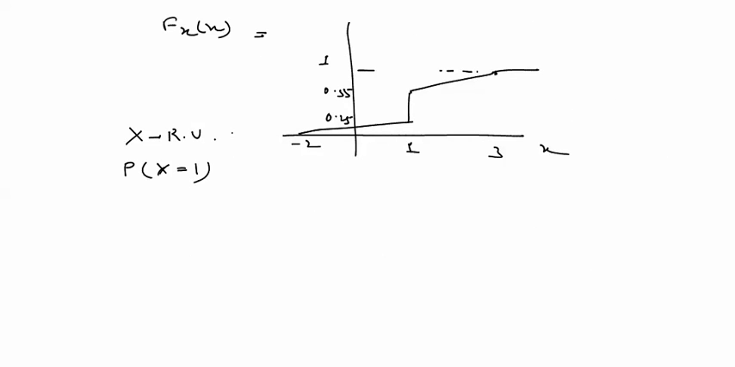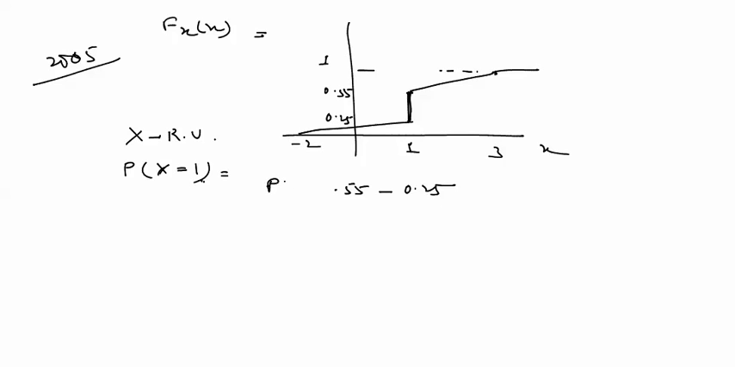A question is given in the 2005 GATE question paper. The CDF is given to us, X is the random variable, and we want to calculate the probability X = 1 at location 1. The CDF at this location is 0.55 and the previous value is 0.25.